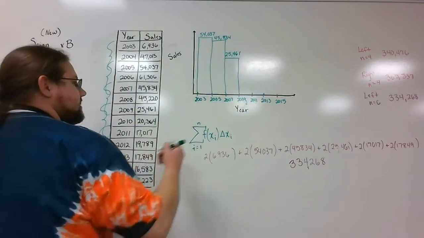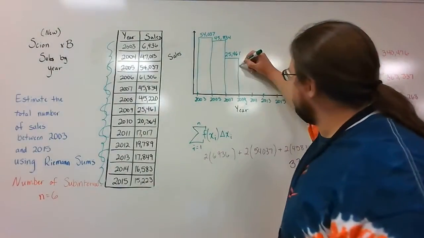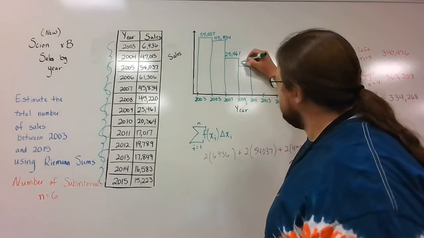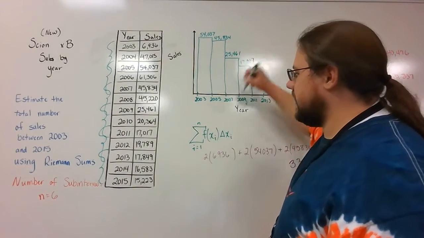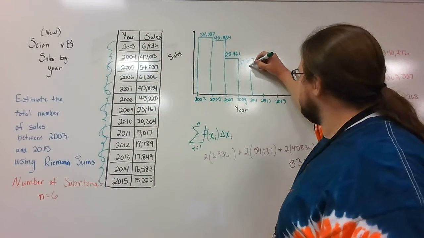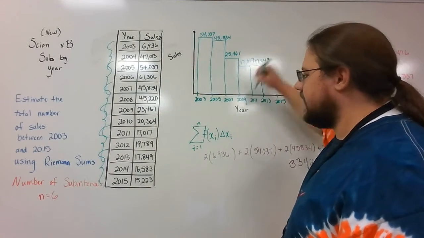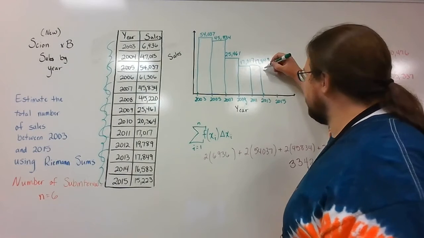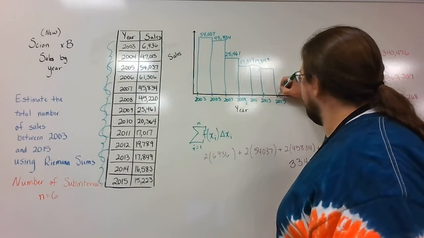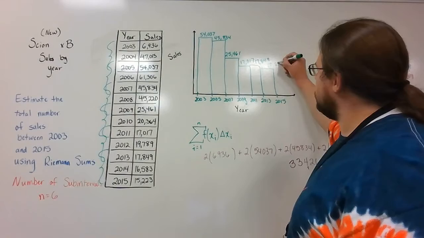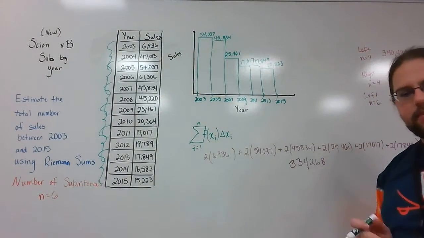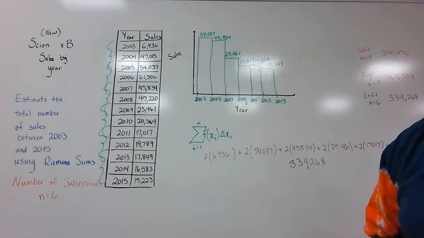Then 2011 is 17,000. So it just keeps on dropping, keeps on dropping. 17,017. 2013, not too big of a difference there. Again, 17,849. And then 2015, being one of the lower numbers, we have 15,223. Let's see if that gives me a slightly better estimate. So I'm going to start writing everything down.